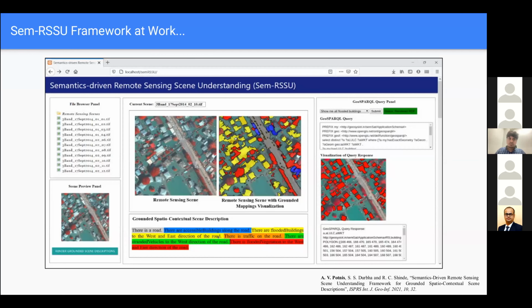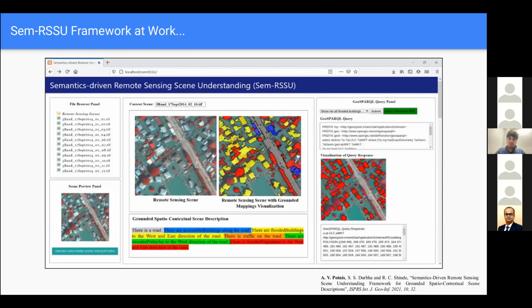So I would like to bring your attention to the fact that the machine was able to understand the spatial relation of west and east in context to the road, right? There is traffic on the road. There are stranded vehicles to the west direction of the road. I'm not sure if it's visible in the slide, but the region that I'm pointing to with the cursor is actually colored in green. So these are essentially the stranded vehicles that are to the west direction of the road, and there is flooded vegetation to the west and east direction of the road.